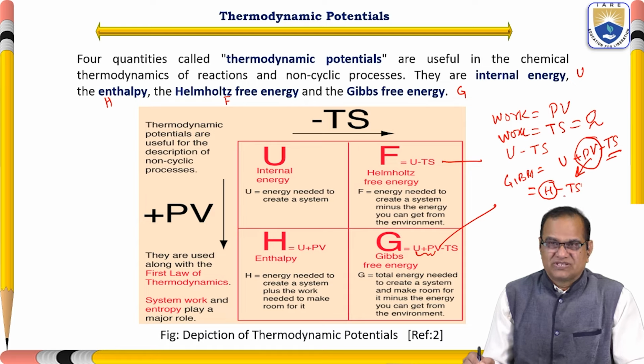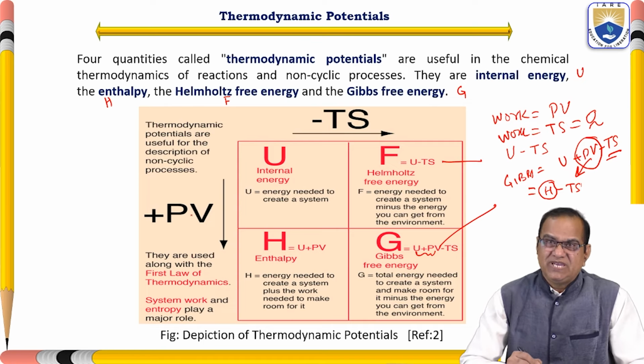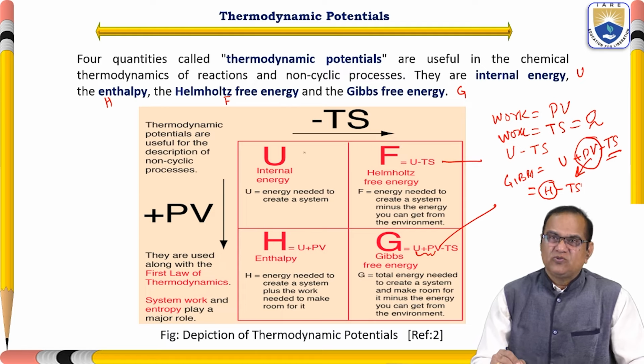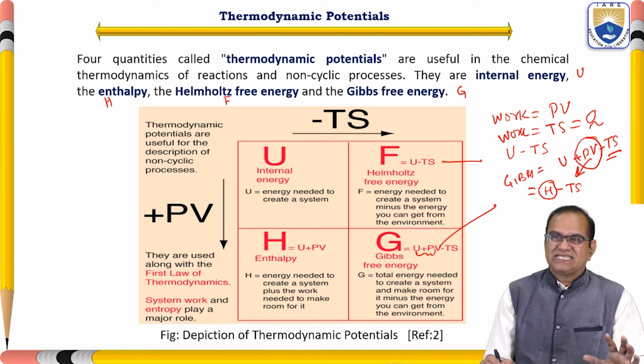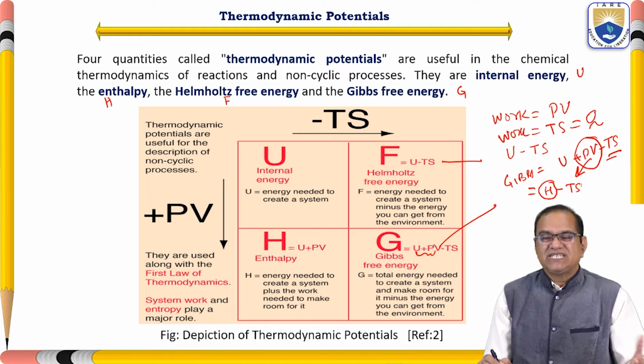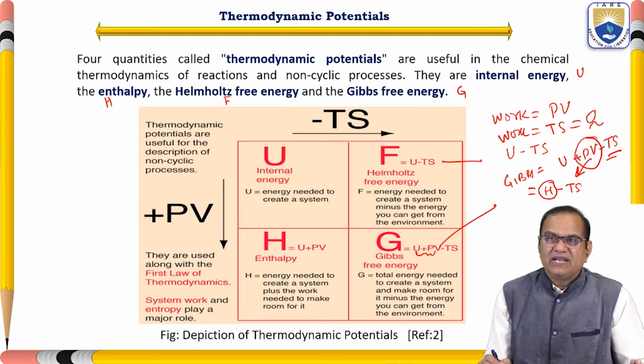The energy which you can get from the surroundings or environment, we have to reduce from this system. So here I have depicted the thermodynamic potential with the plus PV towards the bottom and the minus TS towards the right. And if you see, U and H are both properties of a substance. So if you subtract TS from U, you get the Helmholtz free energy, and if you add the work, that is the enthalpy, then you get the Gibbs free energy equation. In this, U plus PV minus TS is the actual energy which is taking part in the potential.